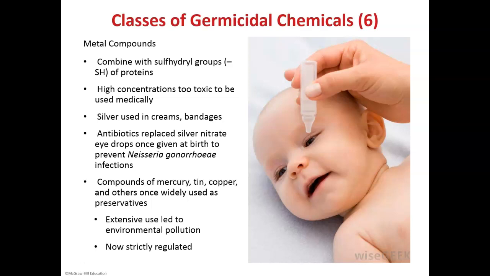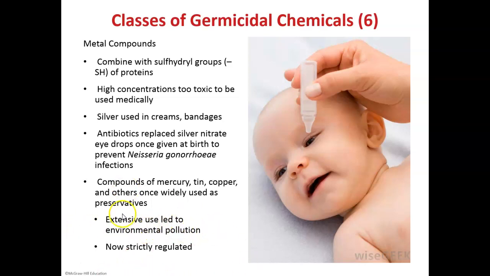So we're going to continue on with our germicidal chemicals and talk about metal compounds. There are different types of metals that can be used that can control microbial growth. One of the common metals is silver. Silver is used in different creams and bandages. They used to use silver nitrate drops in eyes to protect infants from infections in their eyes that could cause blindness. Now they use antibiotic drops, so that's a little bit safer.